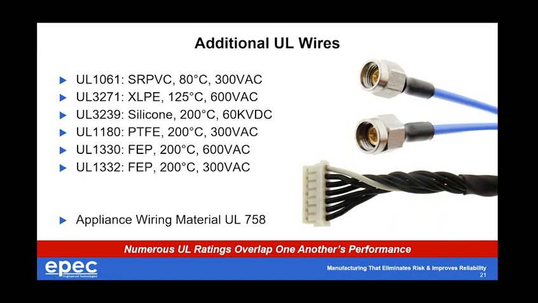Looking at some of the other additional UL wire types that we can support, it's not just PVC. As I said previously, there's cross-linked polyethylene, Teflon families, which is both PTFE and FEP, as well as silicone. These are all somewhat exotic materials and have different requirements in terms of minimum order quantities and how they're batch processed.